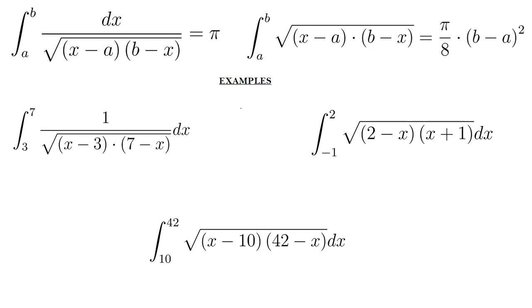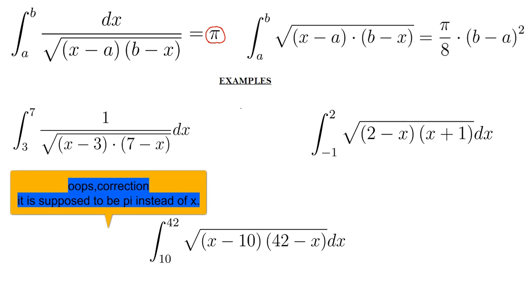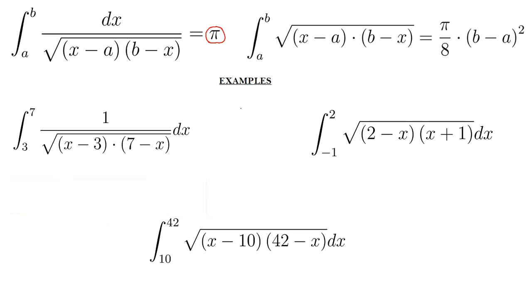Today we're going to talk about two forms. If you ever come across one of these two forms, for example the first one, the definite integral from a to b of 1 over the square root of (x minus lower limit) times (upper limit minus x), this integral is going to be equal to just pi. So easy, piece of cake. And the second form is the integral from a to b of the square root of (x minus lower limit) times (upper limit minus x). That integral is going to be equal to pi over 8 times (upper limit minus lower limit) to the power of 2. So easy, piece of cake.